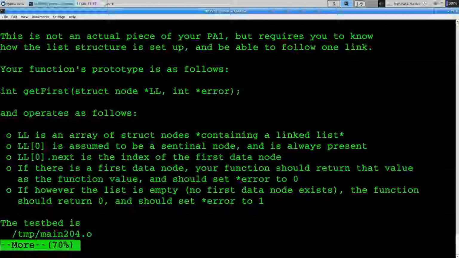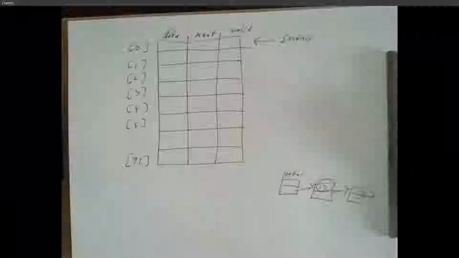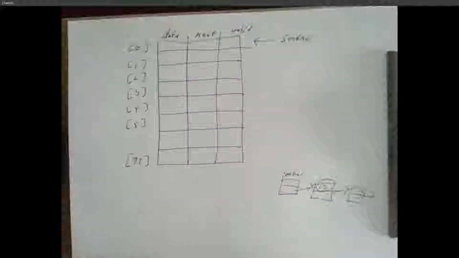Right? Take the LL array, assume it's a linked list, element 0 is the sentinel node. If it points to a data node, set error to 0, return the data value. Otherwise, set error to 1 and return a 0. So how do we do that?